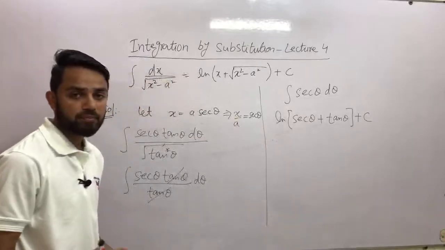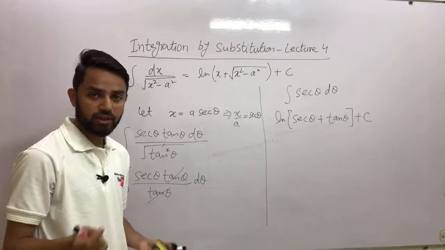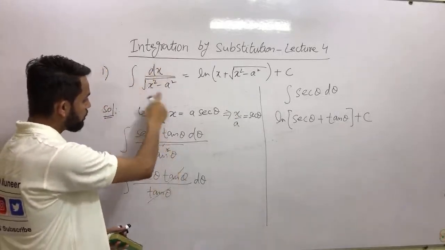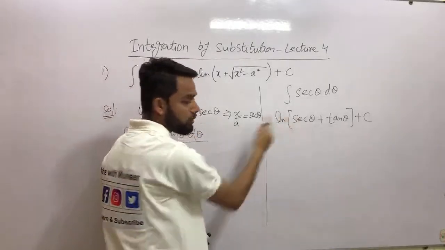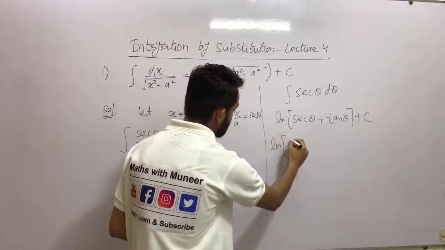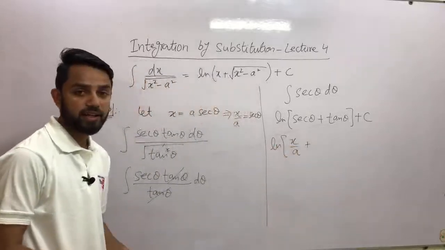So I am going to plug in the value of x over a instead of writing secant theta. Remember, whatever substitution you take in your integral, you have to replace it back. We converted the whole question from x to theta, and now we are moving back from theta to x. So this would be ln of x over a plus tan theta.